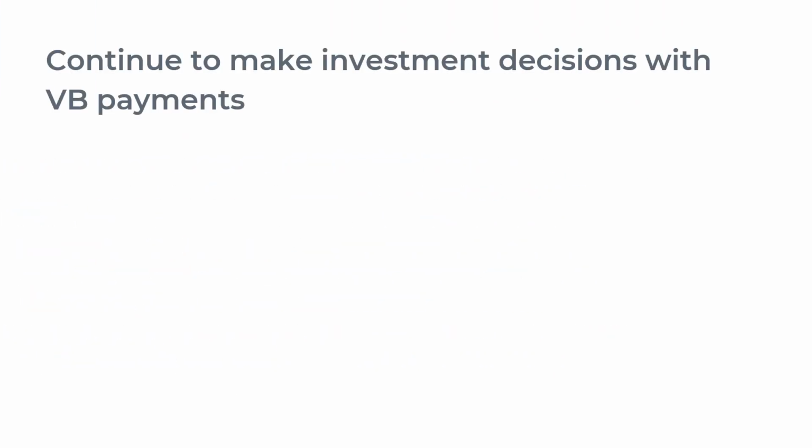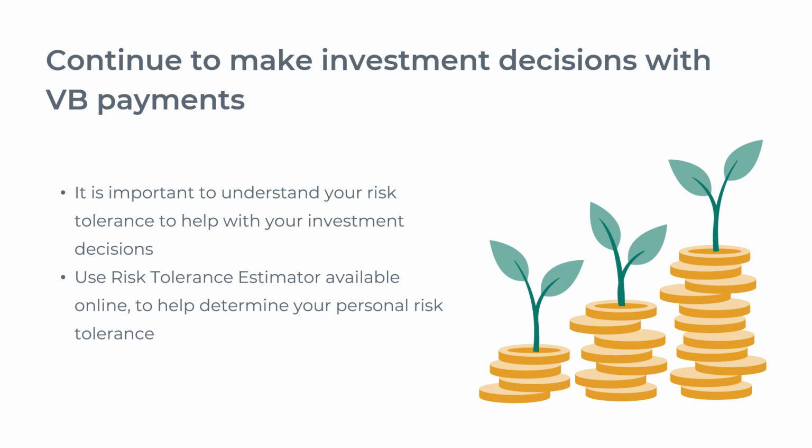As an active member of CSS, your current investment allocation may remain the same, and you may continue to use the same funds throughout your retirement in your VB account. When you retire and choose the VB payment, you will have to continue to make investment decisions. It is important to understand your risk tolerance, as this will help you with your investment decisions. We have a risk tolerance estimator tool available online, which is helpful to our members to determine their personal asset allocation.